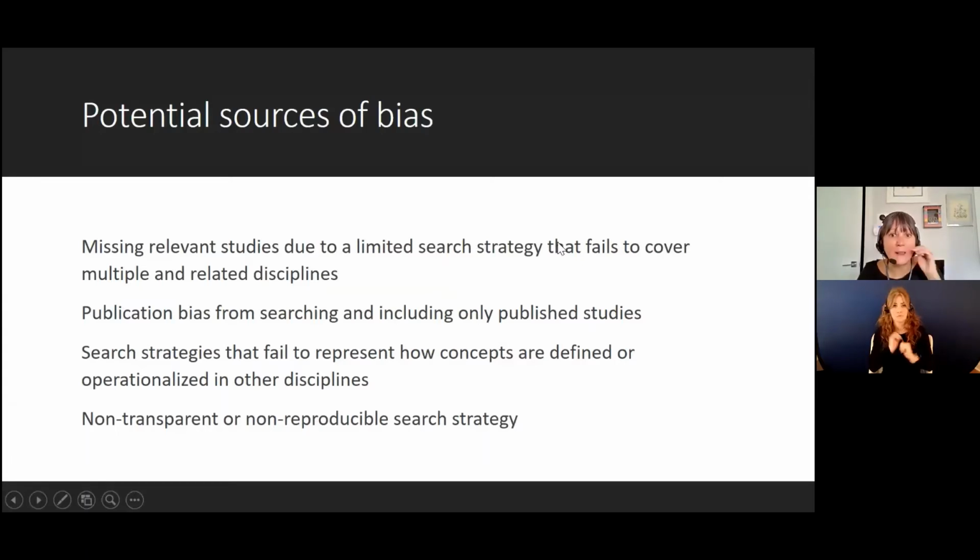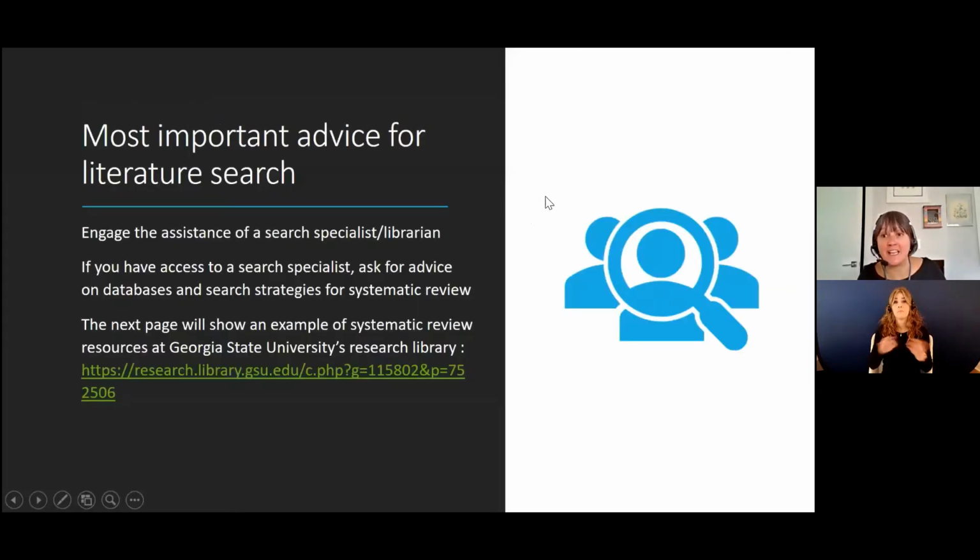Okay, so the most important advice I can give, and that we give to anyone who's doing a systematic review or meta-analysis, is get help from a search specialist or a librarian. There's a lot to know about how to search. So our best advice to you is to find someone who can help navigate the multiple databases and search strategies for systematic review. If you're lucky enough or privileged enough to be in a big university system or institution, you may have a lot of resources around that.